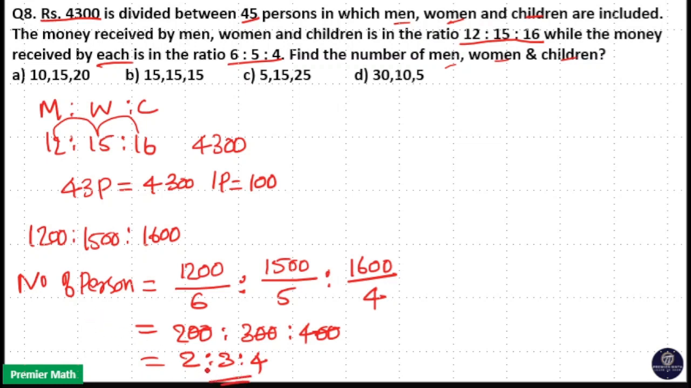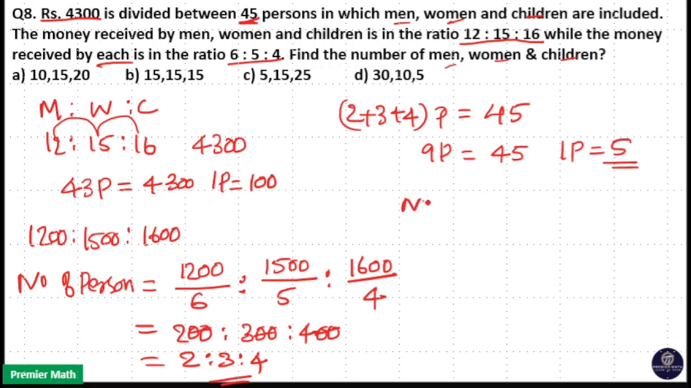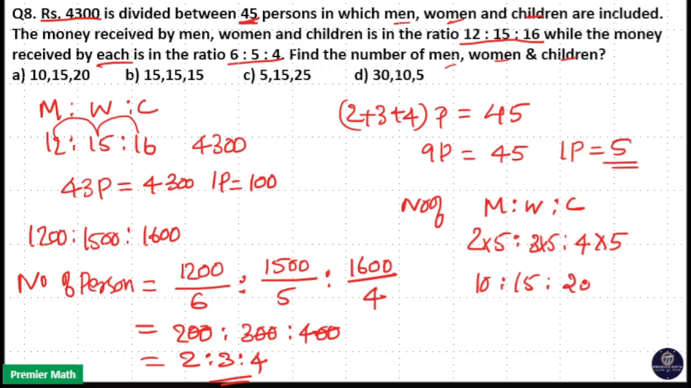Here number of persons is in the ratio 2:3:4. But our question says there are total 45 persons. That means 2 plus 3 plus 4 parts is equal to 45 persons. That is 9 parts is equal to 45 persons. 1 part is equal to 5. So number of men, women and children will become 2 into 5 parts is to 3 into 5 parts is to 4 into 5 parts. That is 10 is to 15 is to 20 is your answer. Option A is your answer.